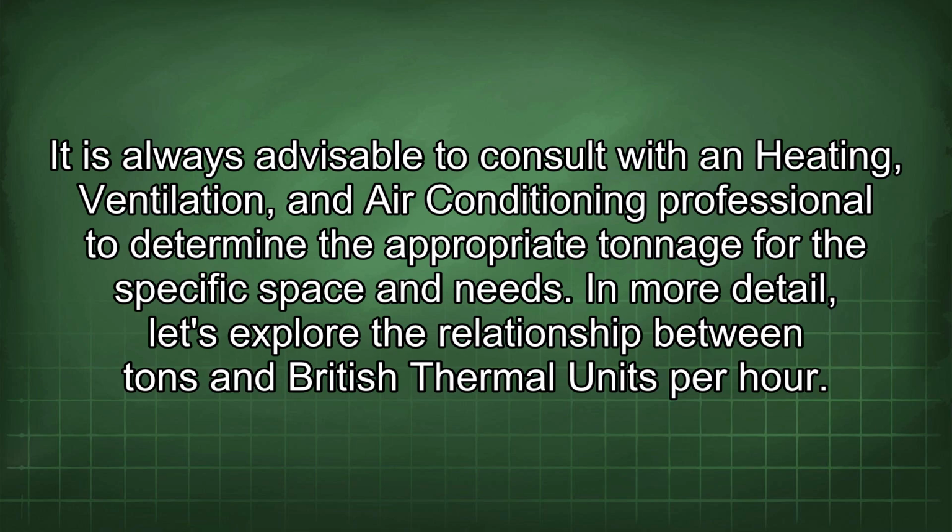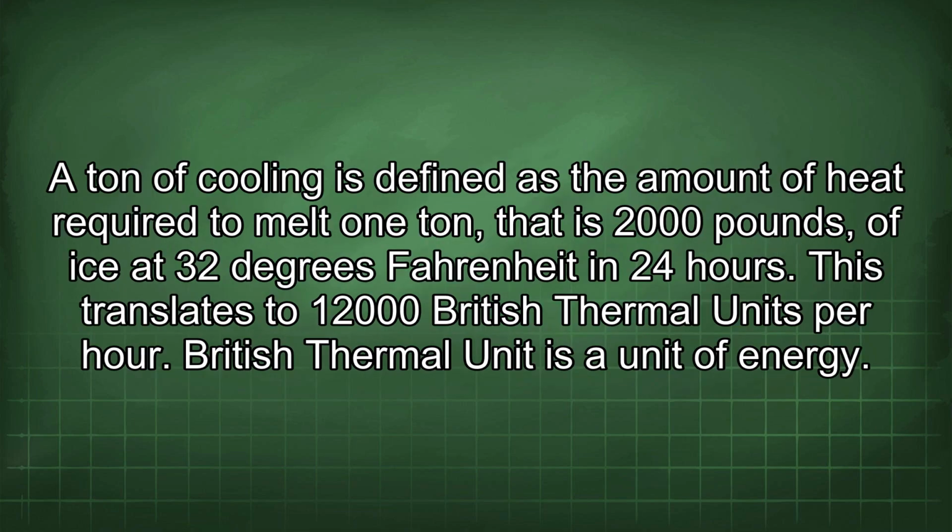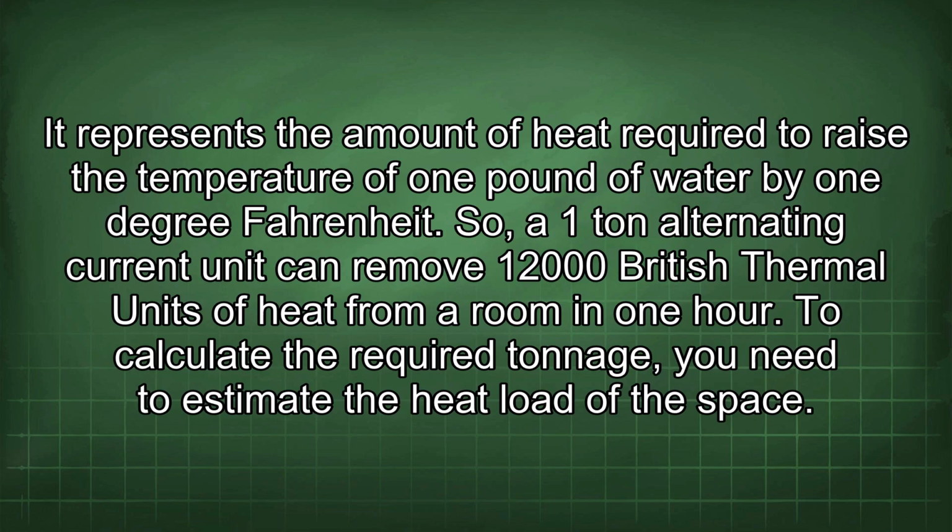In more detail, let's explore the relationship between tons and British thermal units per hour. A ton of cooling is defined as the amount of heat required to melt 1 ton, that is 2,000 pounds, of ice at 32 degrees Fahrenheit in 24 hours. This translates to 12,000 British thermal units per hour. A British thermal unit is a unit of energy. It represents the amount of heat required to raise the temperature of 1 pound of water by 1 degree Fahrenheit. So, a 1 ton air conditioning unit can remove 12,000 British thermal units of heat from a room in 1 hour.